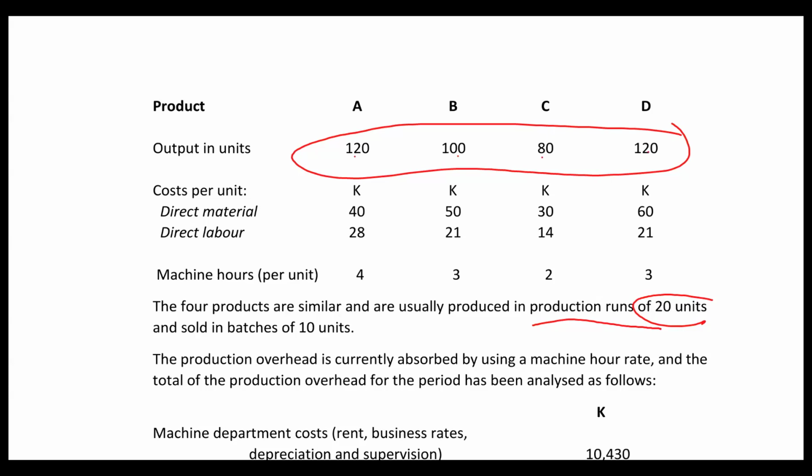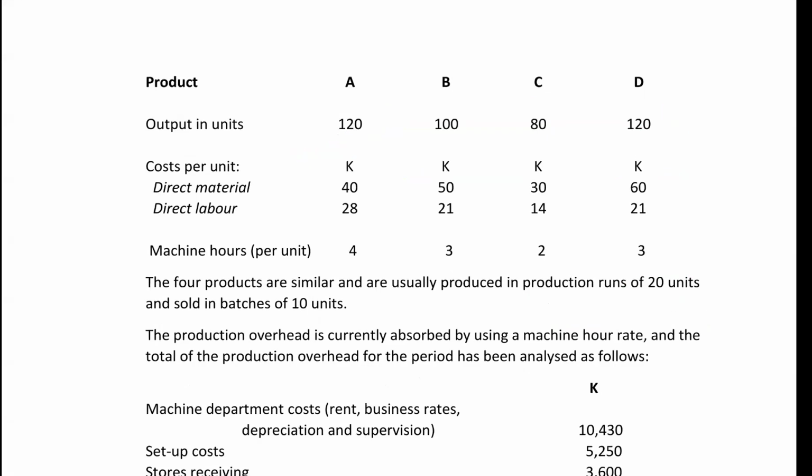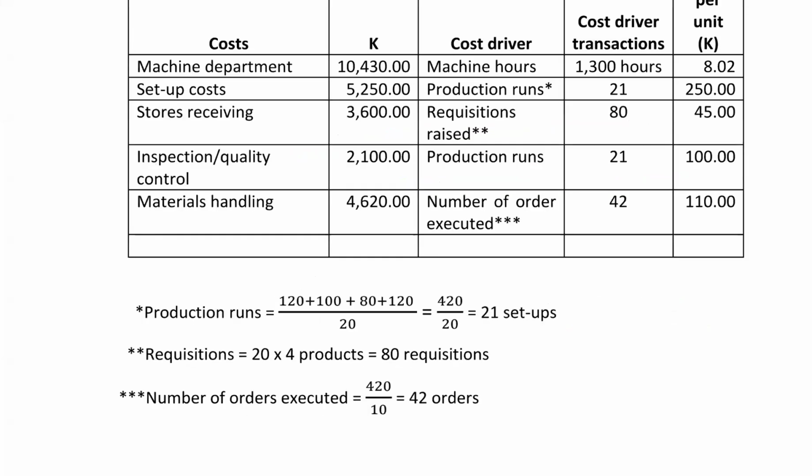So see, this is what we mean. You would add all these, and there are 420. Divided by the number of runs, which is 20, you get 21 setups. So this is how you get the setups.